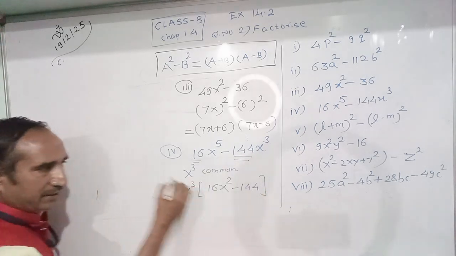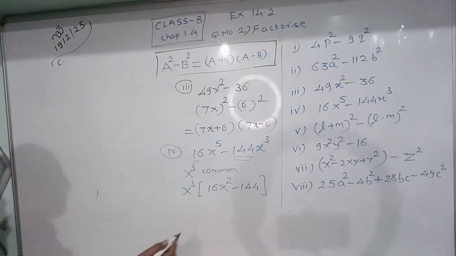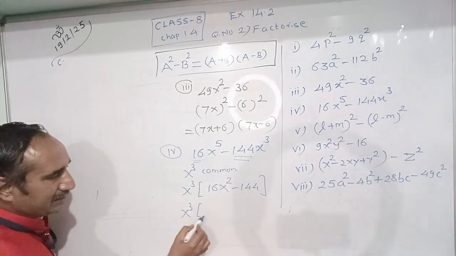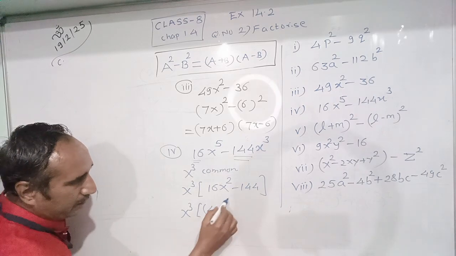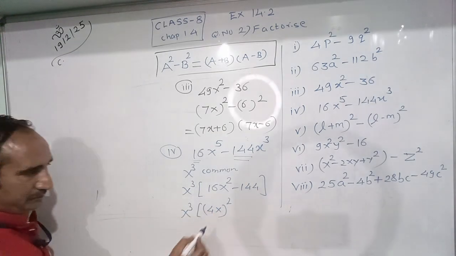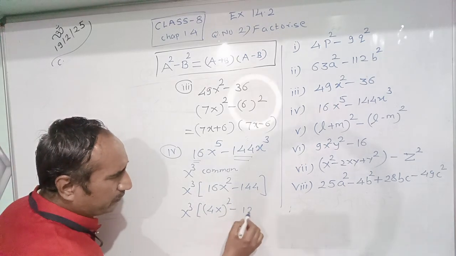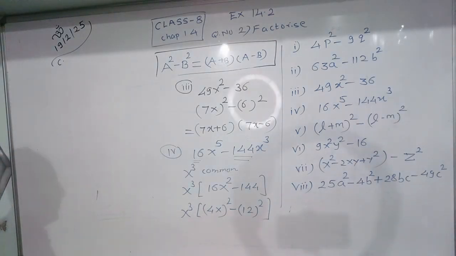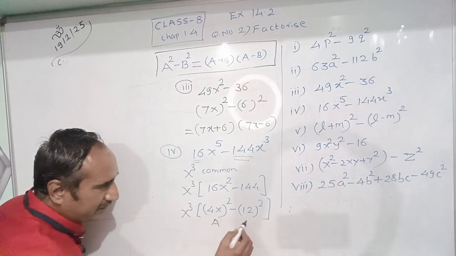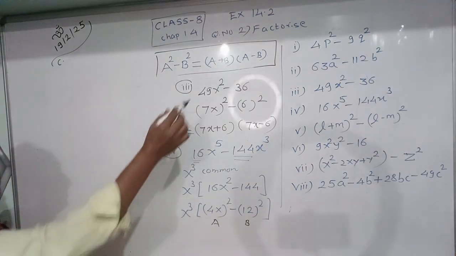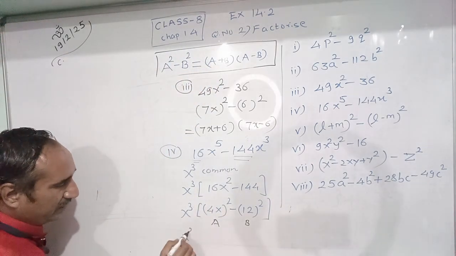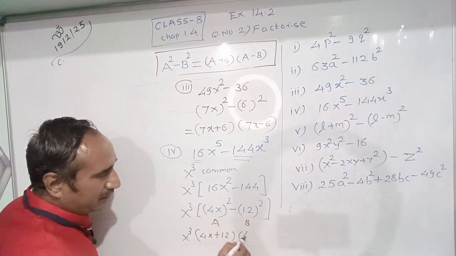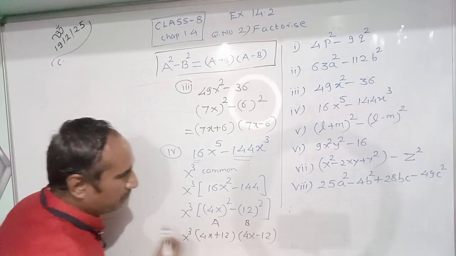144x cube is taken outside. Now again you can see this is converted into the form. So we can write like this, 4x bracket square, square root of 16. 144 is the square of 12. Again this is converted into the form of a square minus b square. See the right hand side, we have to take in one bracket with plus sign, in another bracket with minus sign.